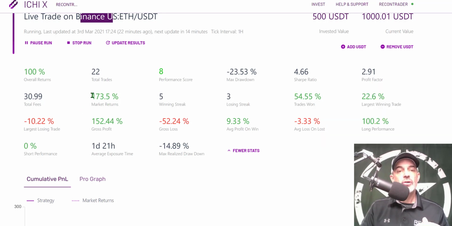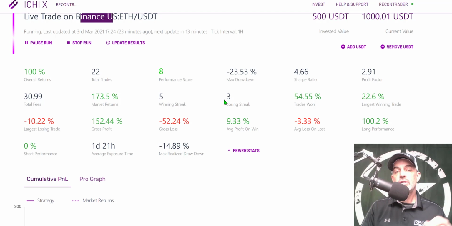And as I mentioned earlier, the market returns, had you just bought and held, you'd be up 173% on ETH, whereas my overall returns on this bot, minus fees, because you can see my gross profit was 152%, but minus fees and everything, my overall returns were 100%. And again, for the big sell-off in February, I am happy with close to a 20% profit for that month of February.